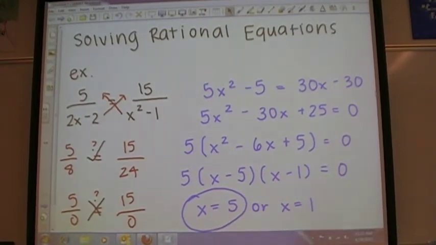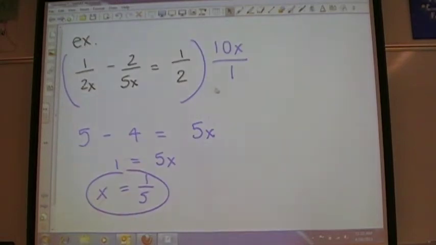Alright, next one. If there's more than one fraction on both sides, so the original problem is in black, 1 over 2x minus 2 over 5x equals 1/2. We can't cross multiply here because I have more than one fraction on the left side.